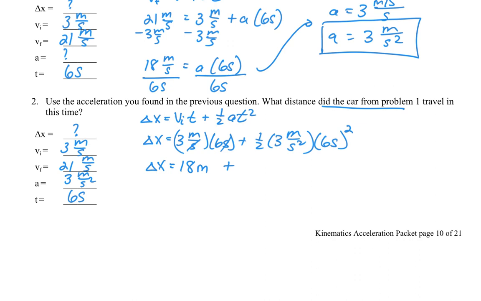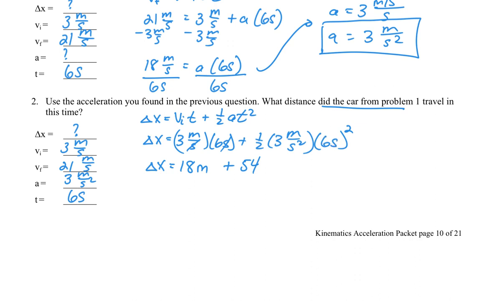So 6 squared is 36. So let's see, go ahead and use your calculator, see what you get. All right, I'm pretty sure we get 54, okay. Now, the units are a little tough. You actually square these units.